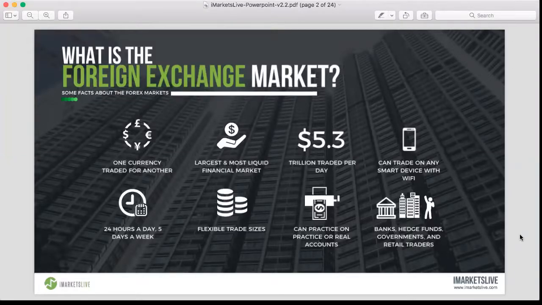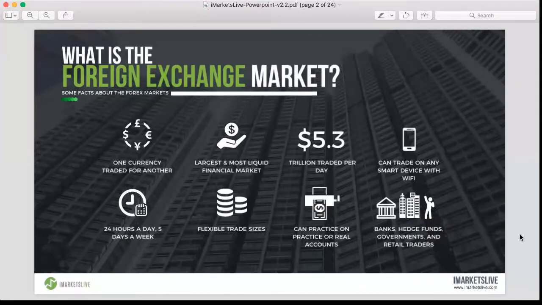Guys, this is the largest, most liquid financial market in the entire world. It does over $5 trillion a day. You can trade on any smartphone device. You could be at Starbucks coffee and boom, you can make money. Just today, I made money on my phone, $241 in 45 seconds. And we're going to show you guys how to do that.